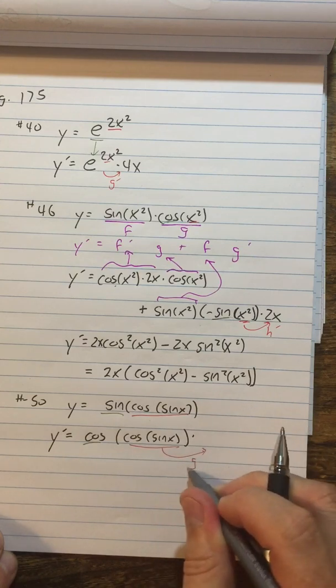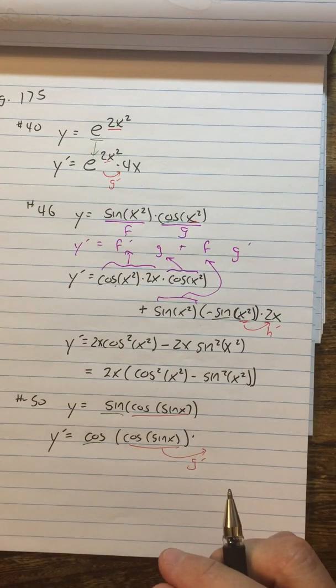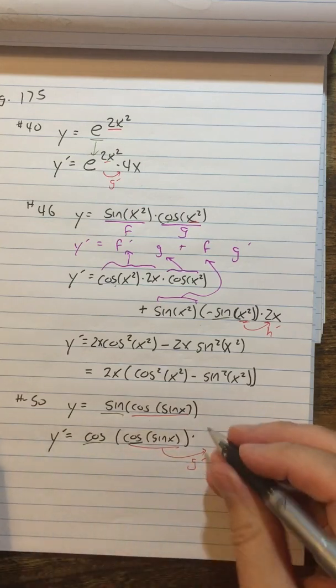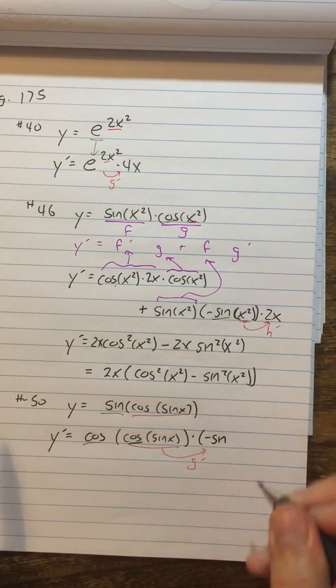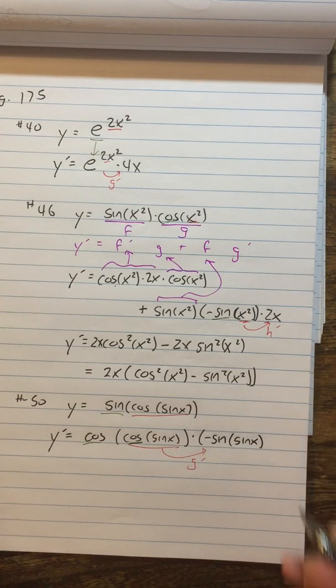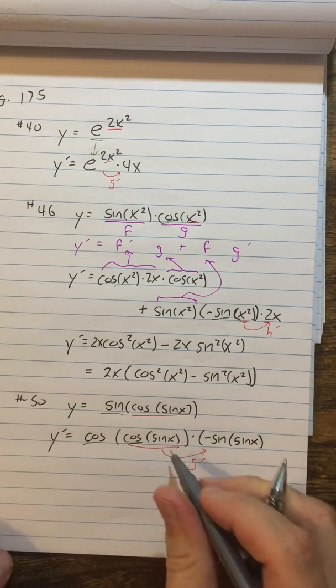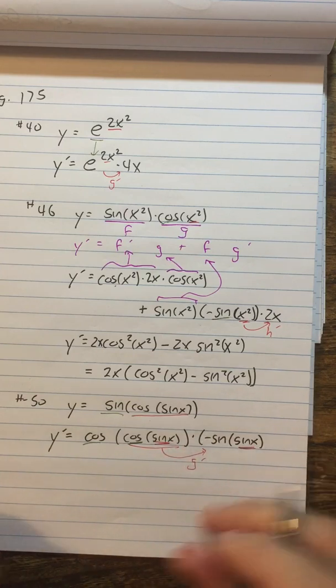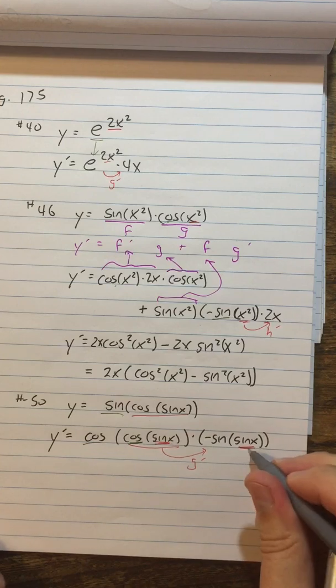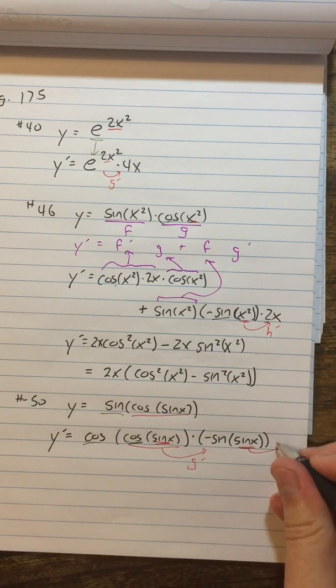But the inside is also a chain rule. So to do the derivative of the inside, I'm going to do the derivative of the outside function, the outside of the inside. I get negative sine. Keep the inside the same, sine x. That's keeping the inside function the same. And then I have to go times the derivative of the inside function, which is cosine x.